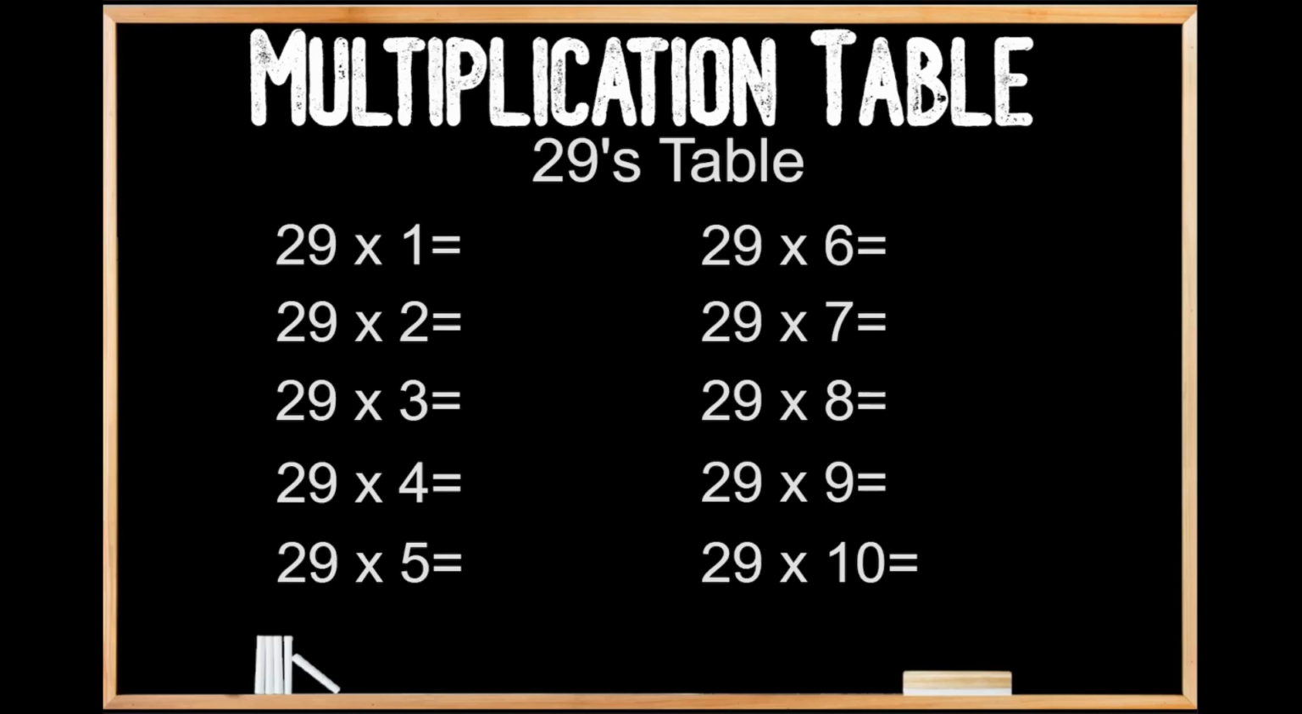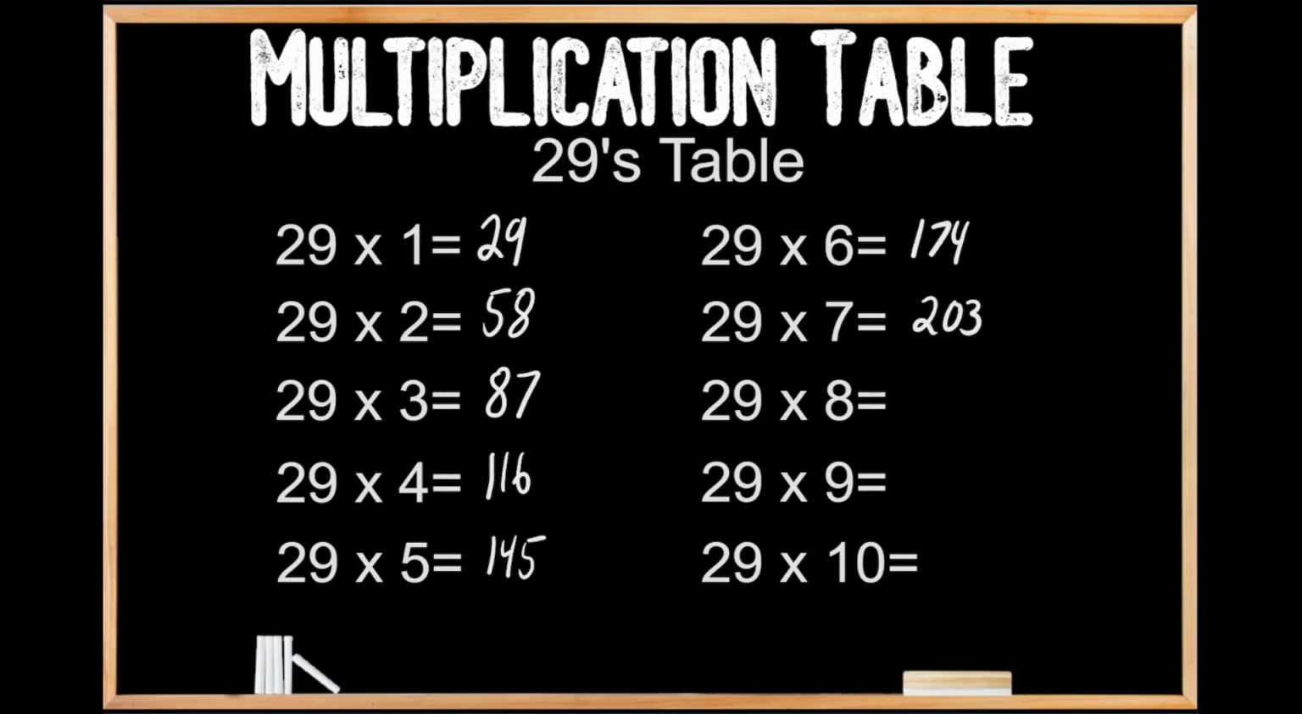29's table. 29 times 1 is 29. 29 times 2 is 58. 29 times 3 is 87. 29 times 4 is 116. 29 times 5 is 145. 29 times 6 is 174. 29 times 7 is 203. 29 times 8 is 232. 29 times 9 is 261. And 29 times 10 is 290.